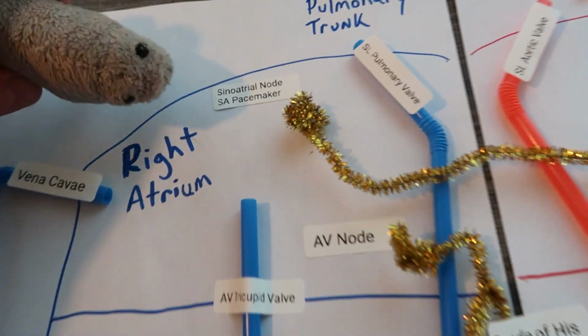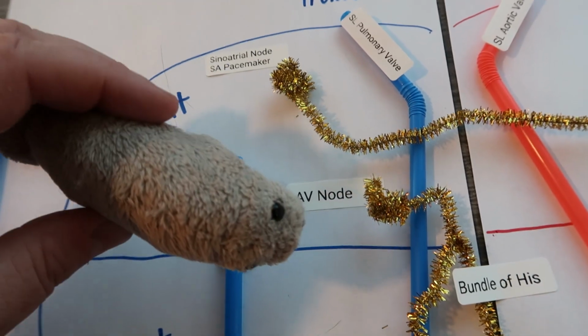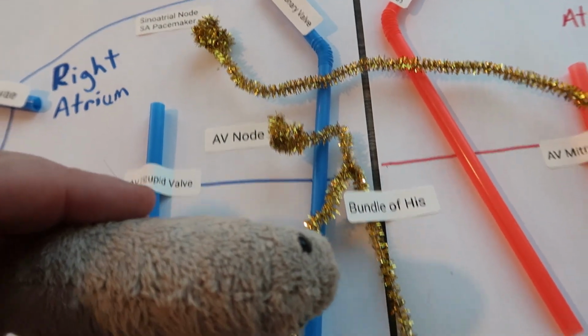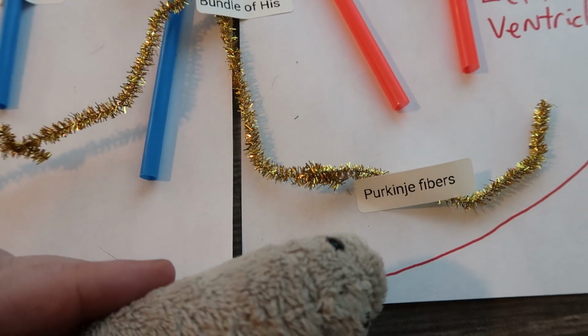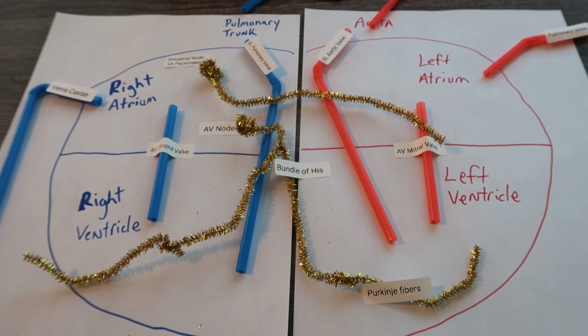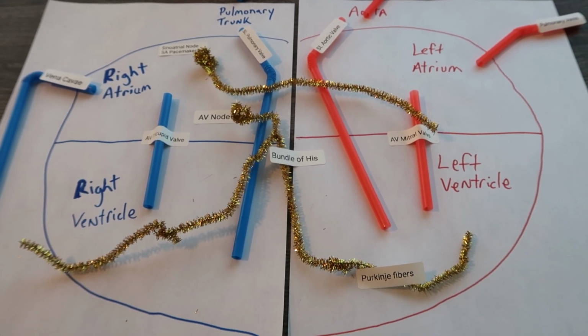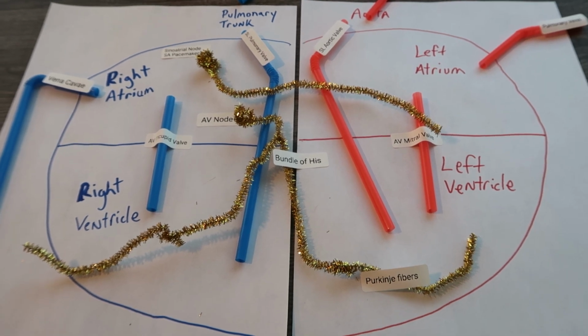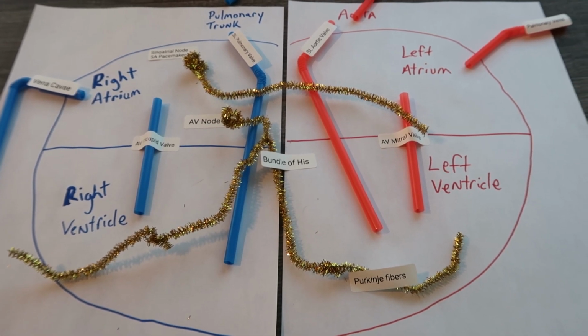He's going to start again and go from the SA node to the AV node to the bundle of His, all the way down through the Purkinje fibers. And remember, as far as beats, the beat should be anywhere from 60 to 100. The average is about 72 in an adult.